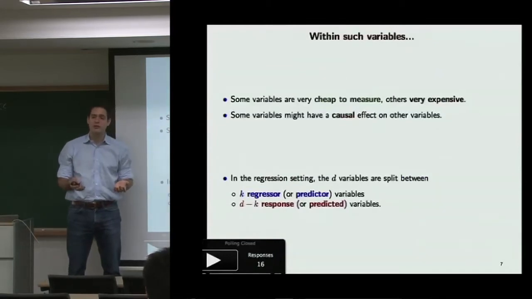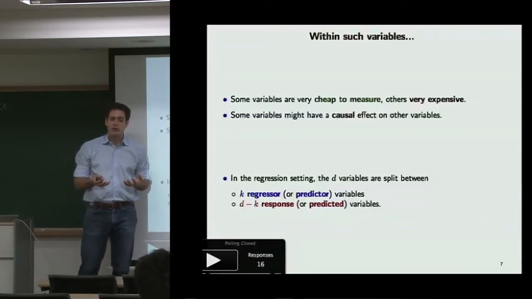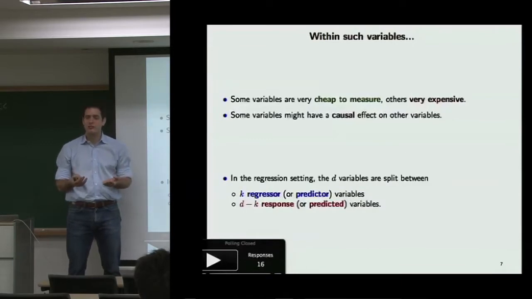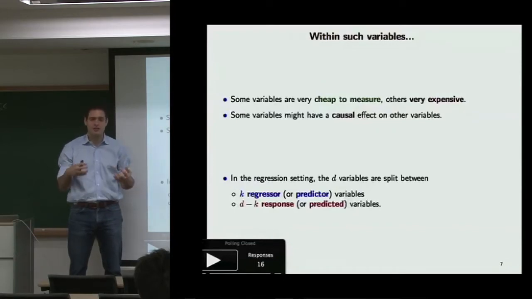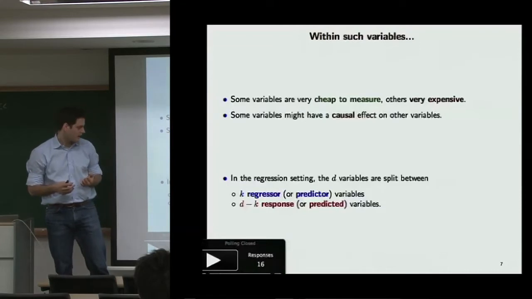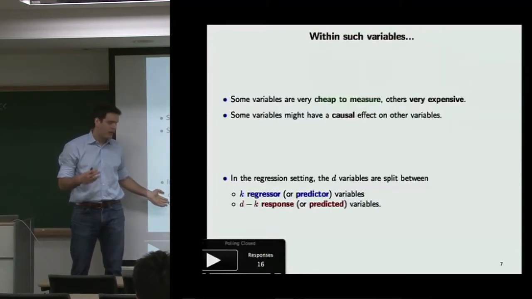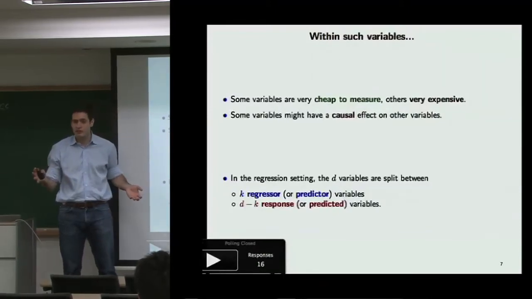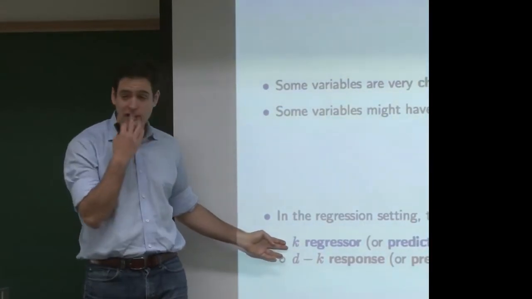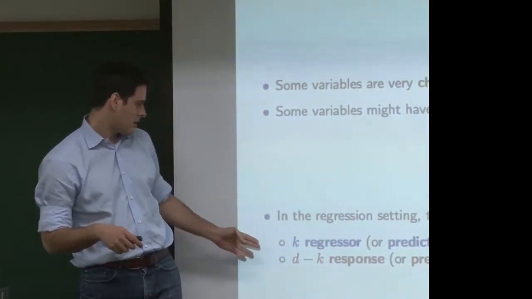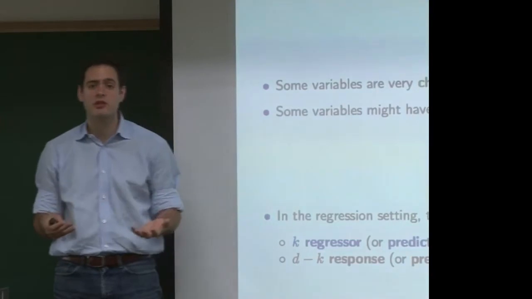You have a regression problem, basically, when some variables are easy to check and some are difficult. And you have a regression problem when you want to see if there is some association between variables. It's very difficult to test exactly for causality, whether something really causes something else, but it's easier to test for association. And in such a setting, usually you will split variables between regressors or predictors, those are the cheap variables, or the ones that have been given to you, and response variables. And so suppose you have d variables, then you will split them between k regressors and d minus k responses. And you want to predict the responses using the regressors.